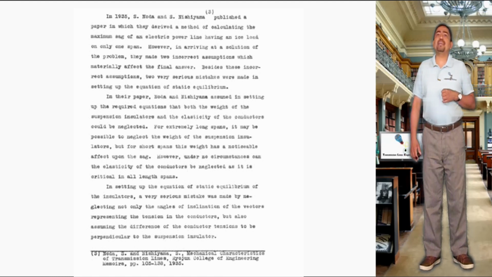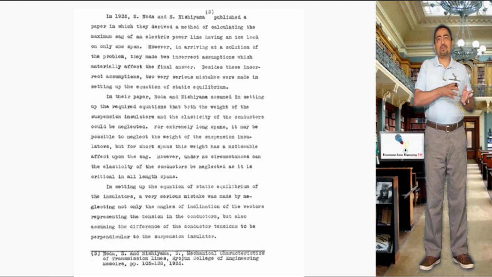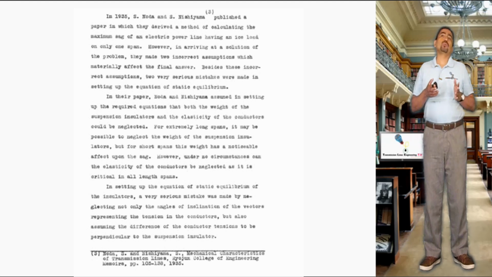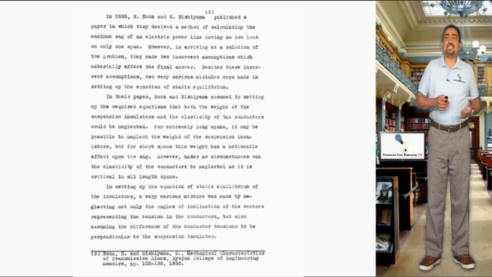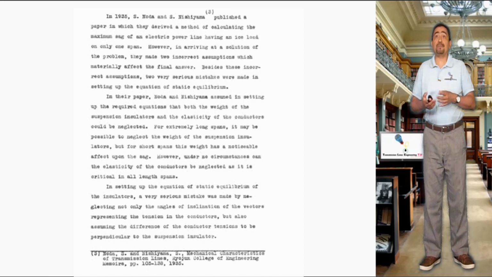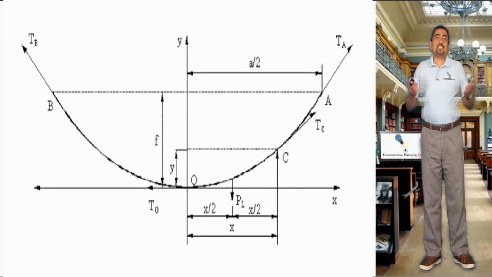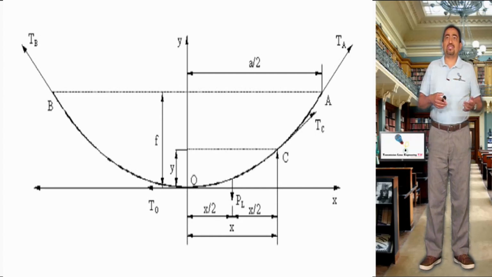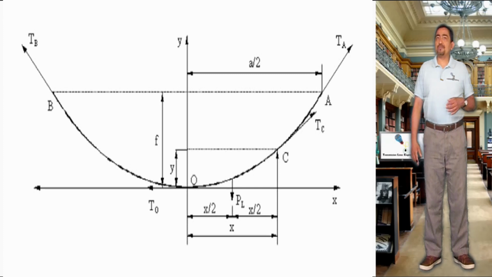Later, by 1935, S. Noda and S. Nishiyama developed another mathematical model for the change of state equation. However, this model was never accepted because it was based on the assumption that the weight of the suspension assemblies, as well as the elastic properties of the conductors, were negligible for any span length between structures, which history, of course, has proven to be false.